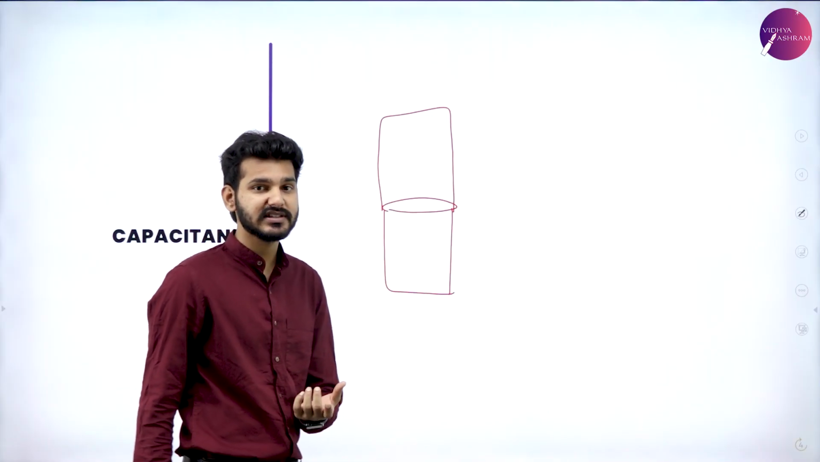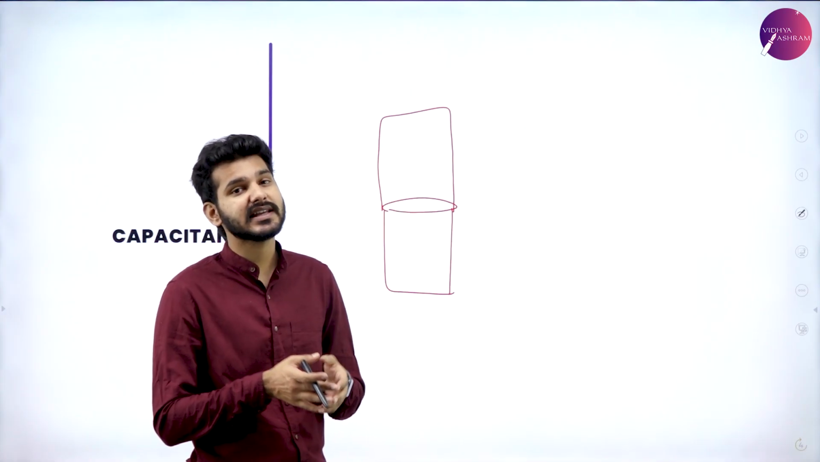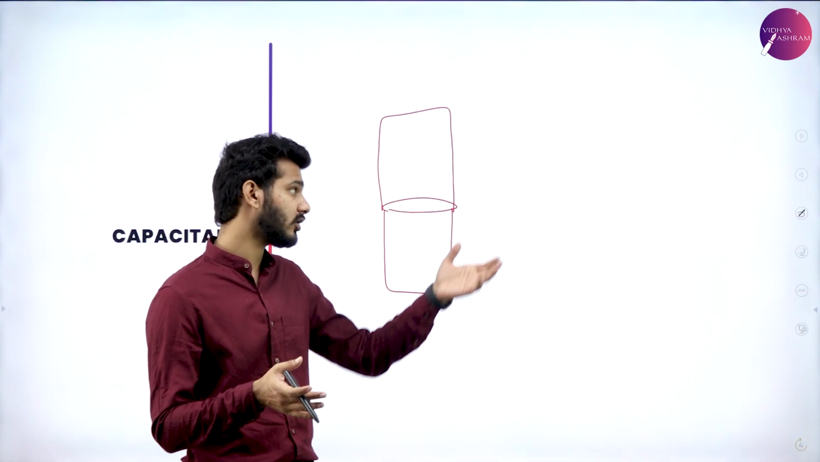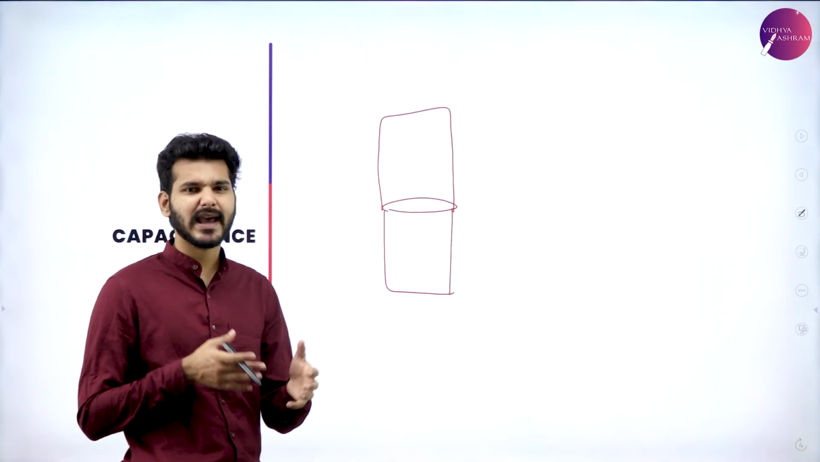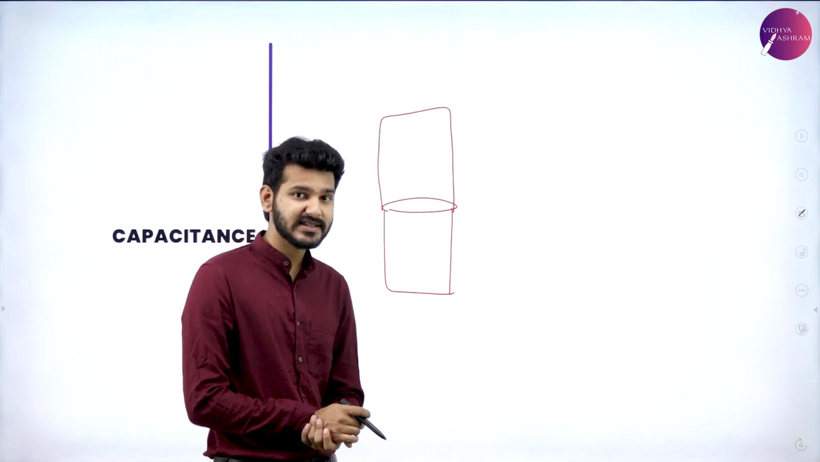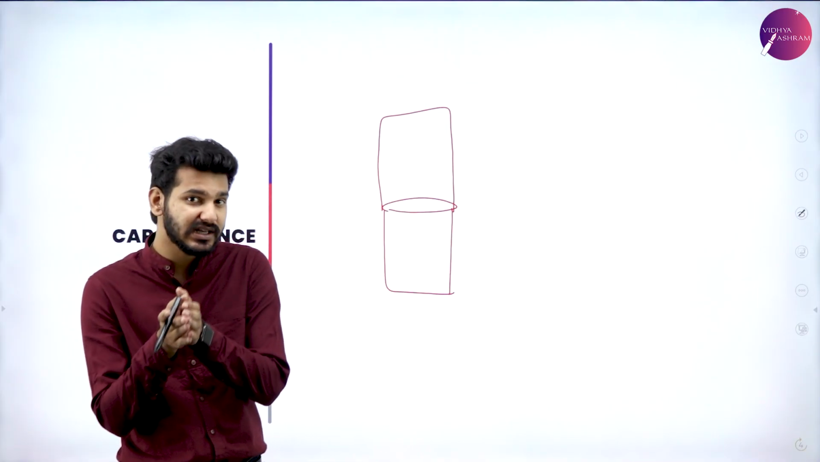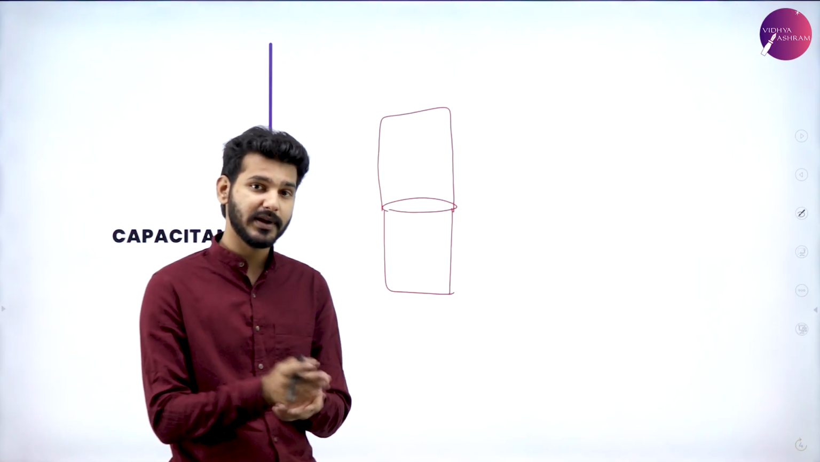So how do I do this in terms of capacitors? If I want to increase the capacitance of a certain dielectric or capacitor, how do I exactly do it? For that, we are going to look into the properties and find out how we can actually increase the capacitance of a certain material.